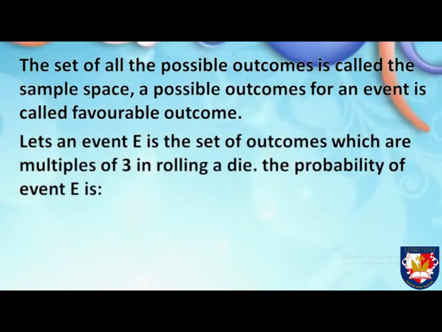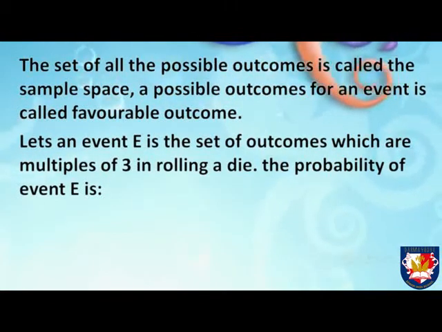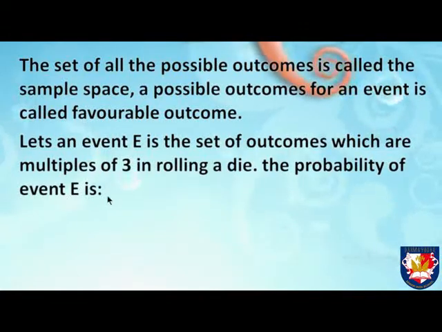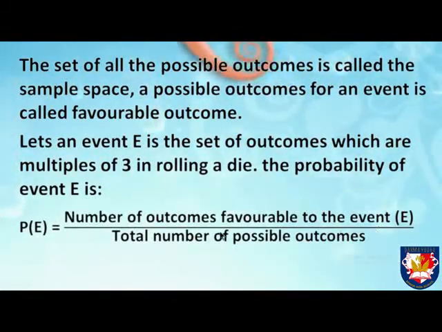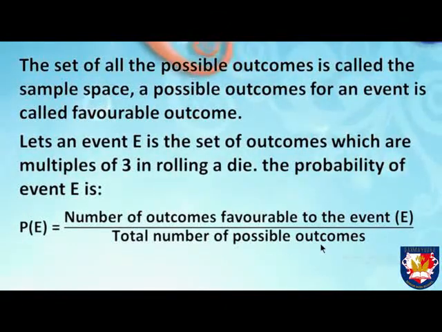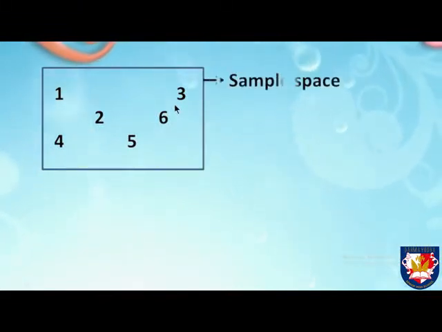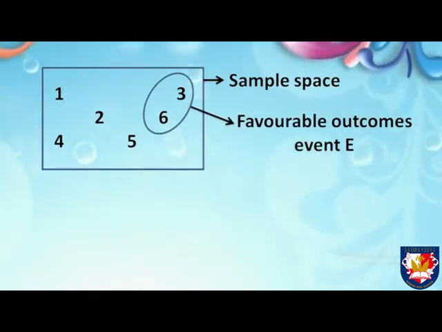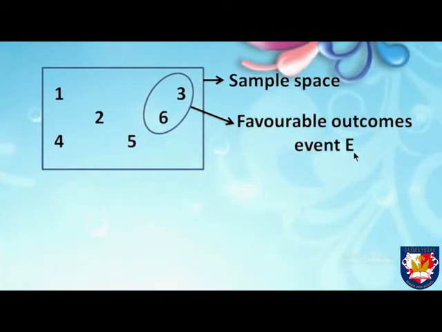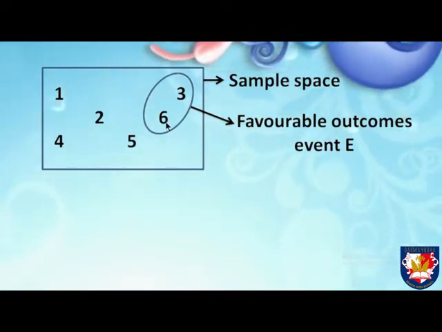For example, let's say event E is the set of outcomes which are multiples of 3 in rolling a die. The probability of event E is the number of outcomes favorable to the event E per total number of possible outcomes. So, these are the outcomes for rolling a die: this is what you call the sample space. And 3 and 6, this is what you call the favorable outcomes of event E, because event E is a multiple of 3 and 6.